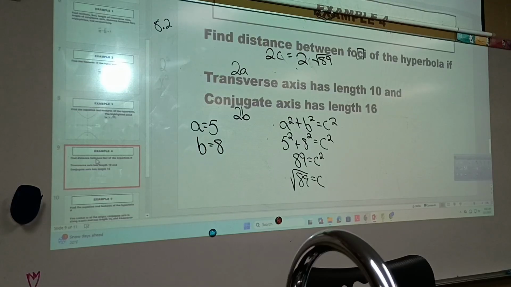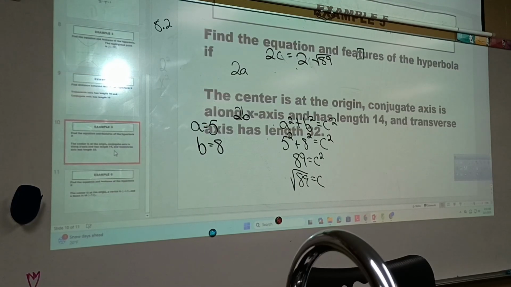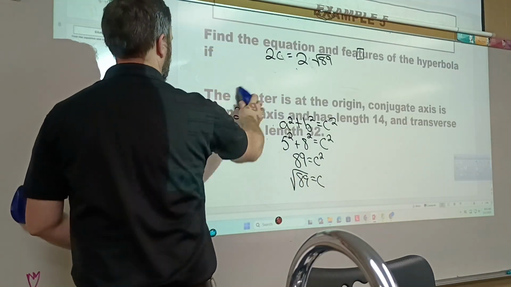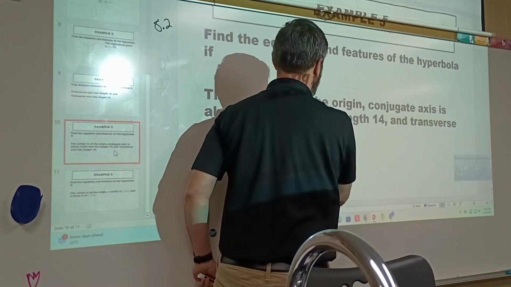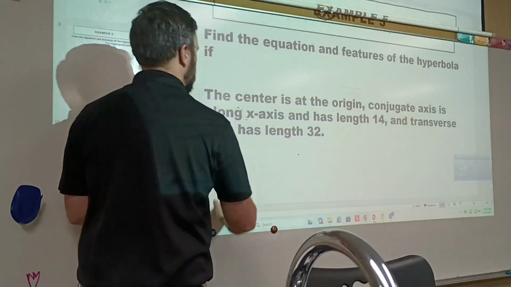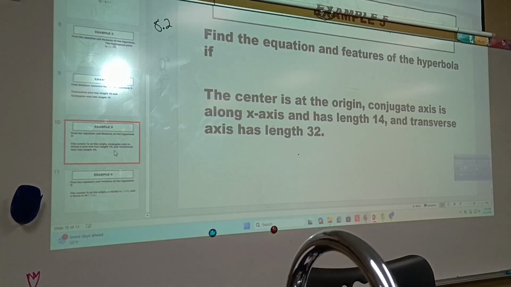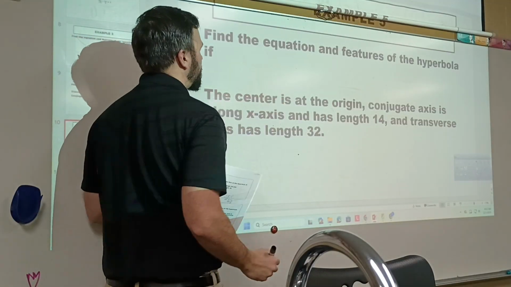All right, one more. If you want to learn more about conic sections, take pre-calc. You'll see them again. All right. This time we're going to write the equation. So the equation of a hyperbola.